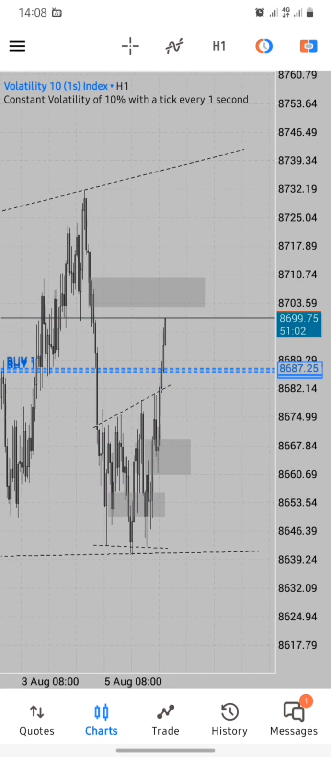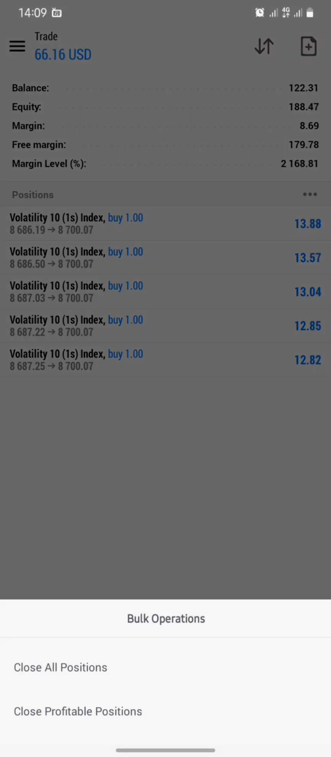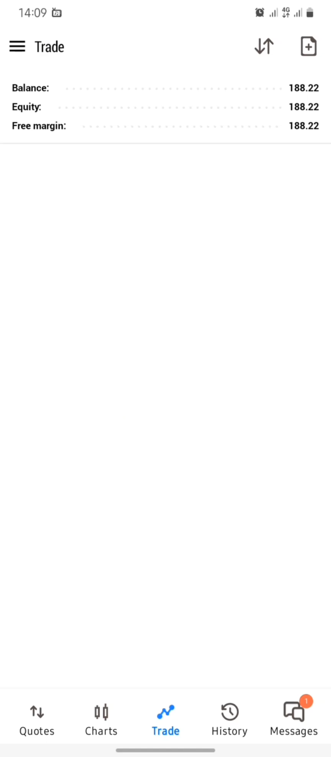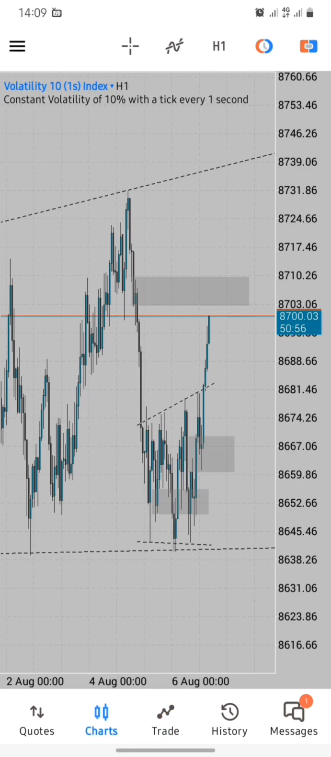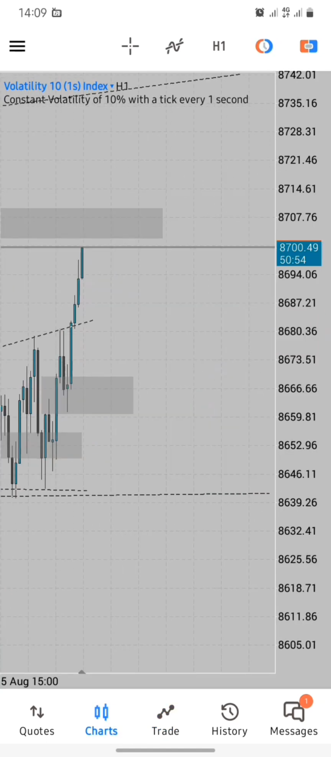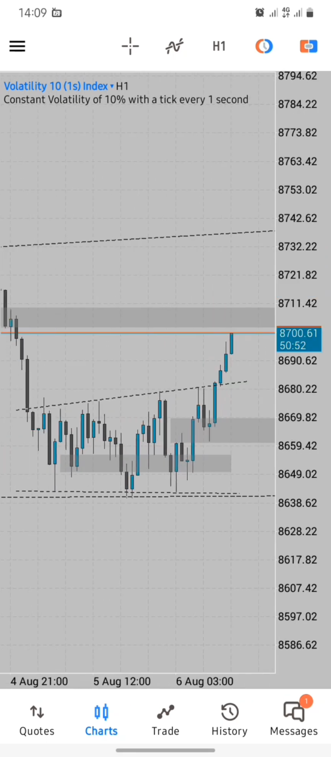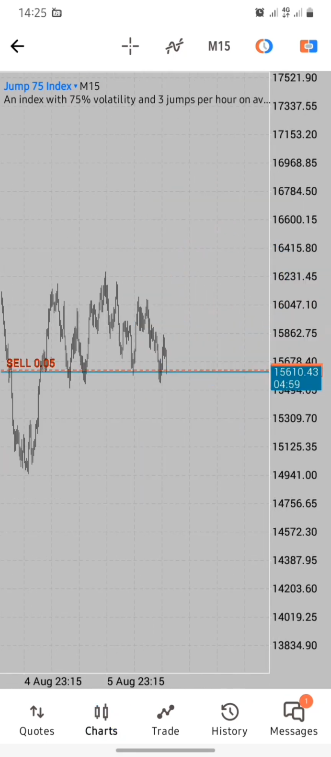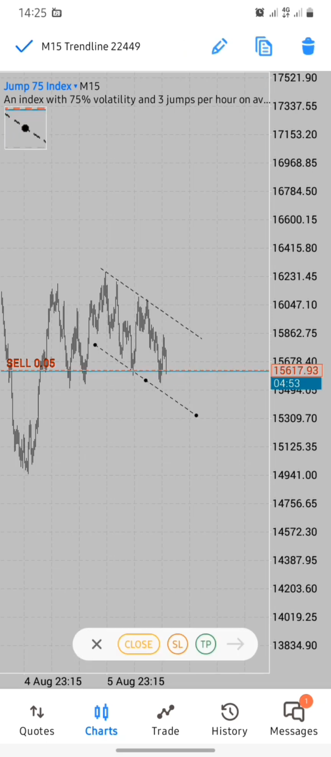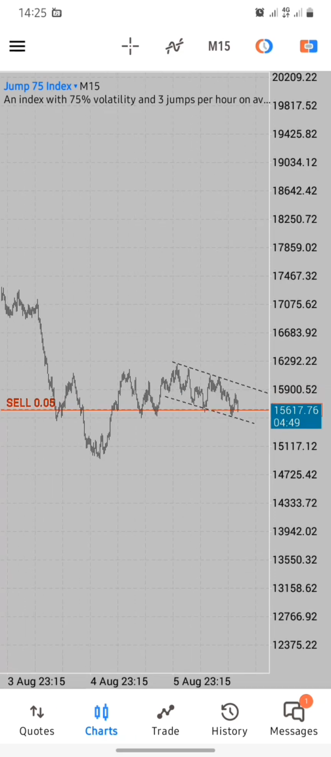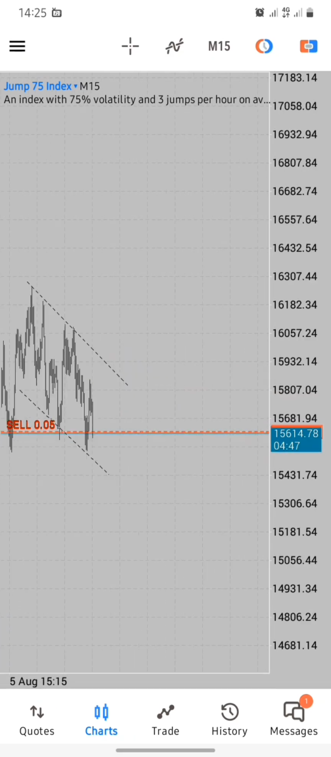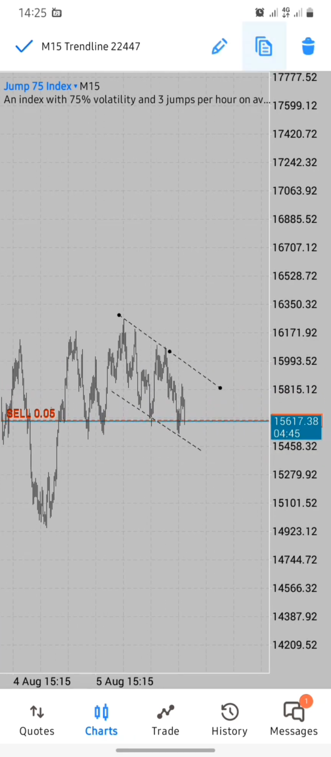You see that after some time it really went up. It's going to get to that supply zone at the top, and if you want to sell that, it's not wise. You have to wait for a good confirmation sign. And this is Jump 75. I hope you understand my reasons for entry. If you don't, you can just comment in the comment section.